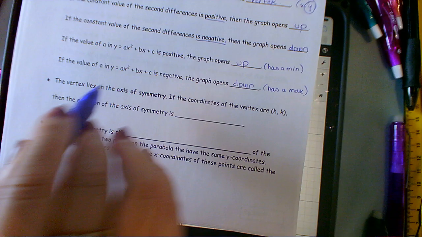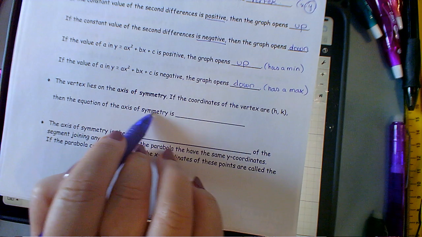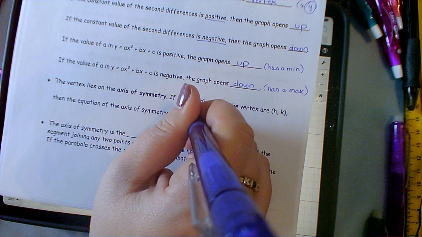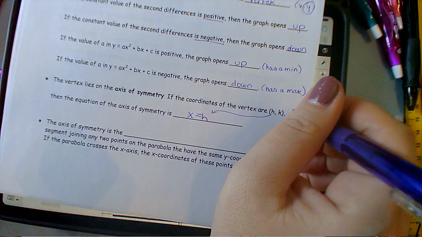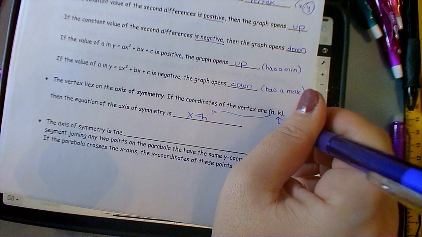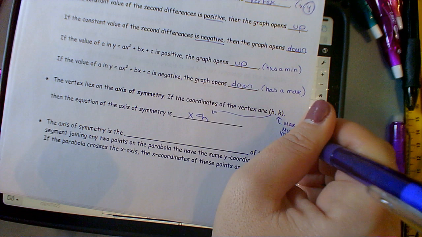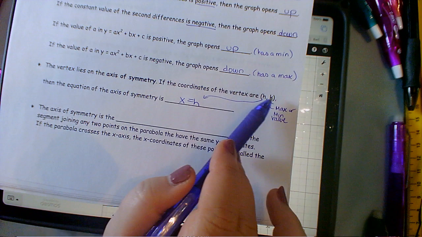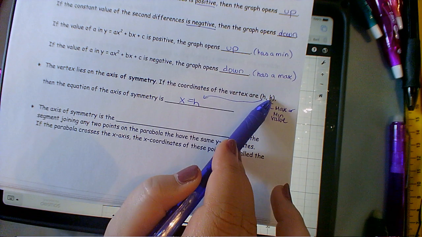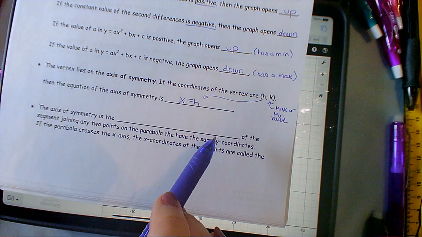So h comma k. So the vertex lies on the axis of symmetry. If the coordinates of the vertex are h, k, then the equation of the axis of symmetry is x equals h. And then the k value is your max or your min, the y value of your vertex, which in this case is represented by k. So h and k are just x and y. But because they're the vertex point, they're even more special with the different letter designation.